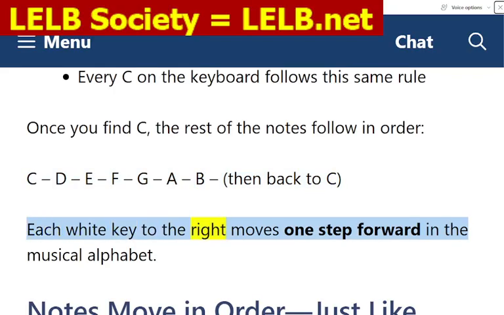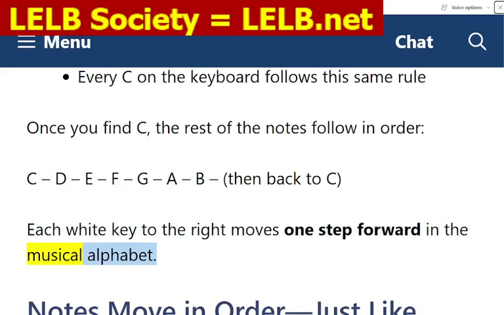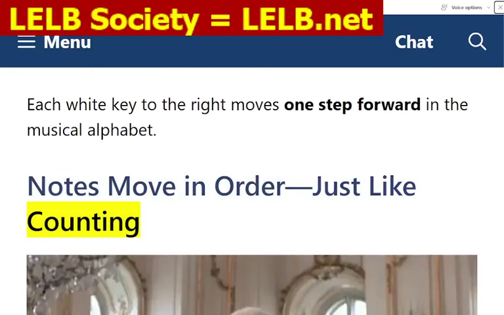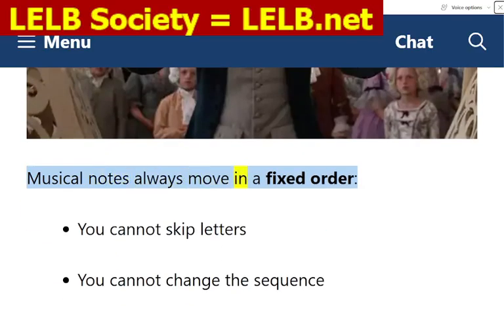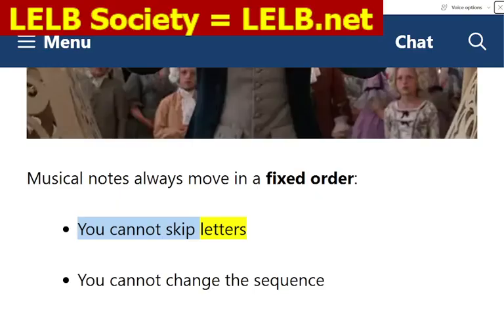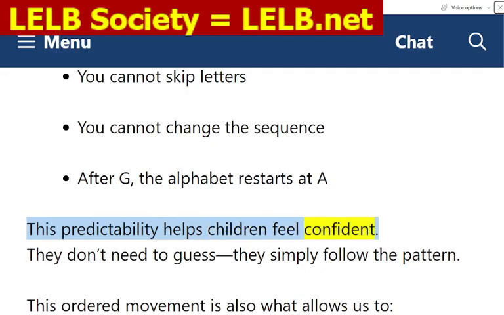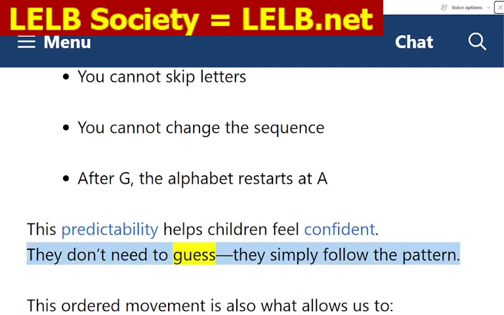Each white key to the right moves 1 step forward in the musical alphabet. Notes move in order, just like counting. Musical notes always move in a fixed order. You cannot skip letters. You cannot change the sequence. After G, the alphabet restarts at A. This predictability helps children feel confident. They don't need to guess, they simply follow the pattern.